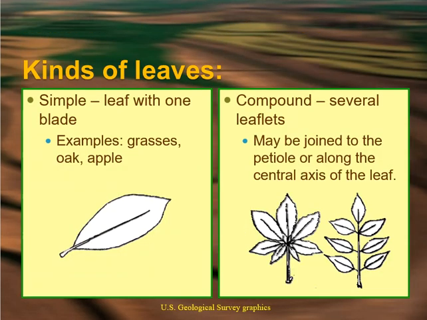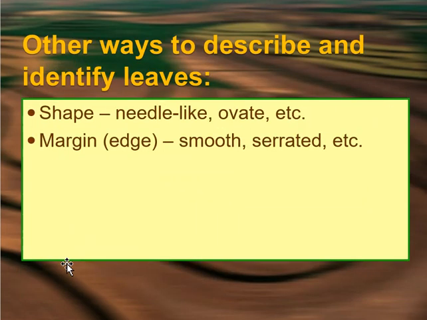Alright, so kinds of leaves. We talked about back when we did our tree that there's different kinds of leaves. So there's the simple leaf, which only has one blade, so like a grass, oak trees, apple trees. Or there's compound, so they have several leaflets. So they may be joined to the petiole or along a central axis, okay? So here's like the petiole for this one, and this one's more of a central axis. But those are compound. They have these different leaflets all on one petiole compared to a simple, which has one leaf on one petiole. So there's other ways to describe and identify leaves.